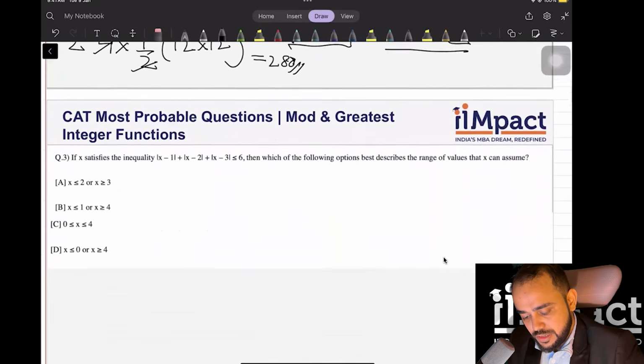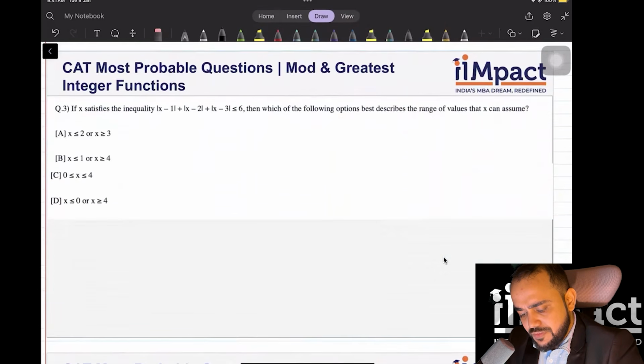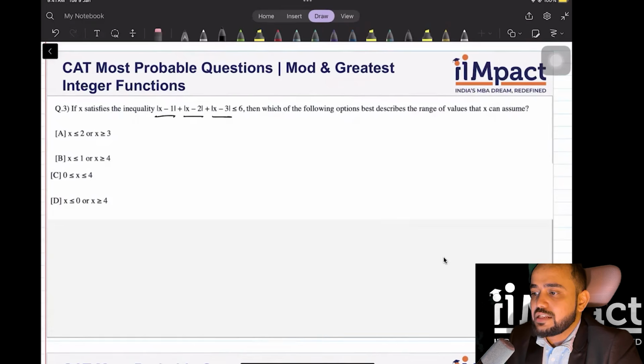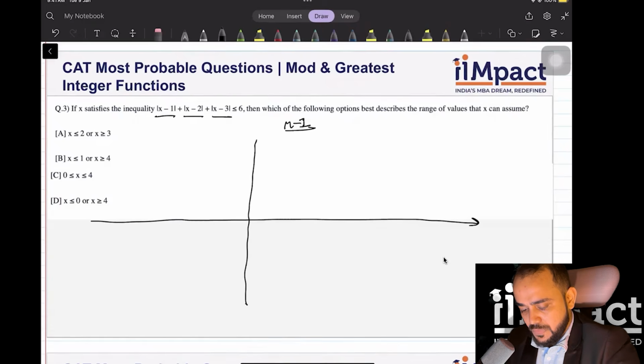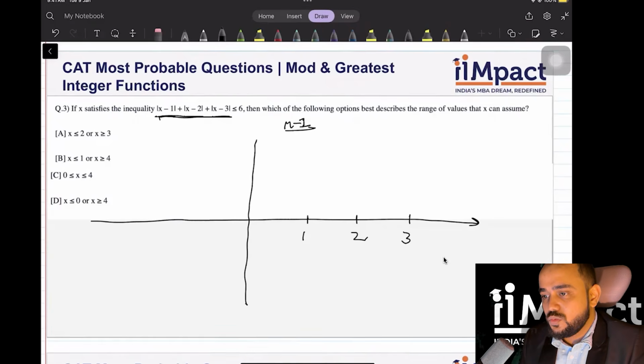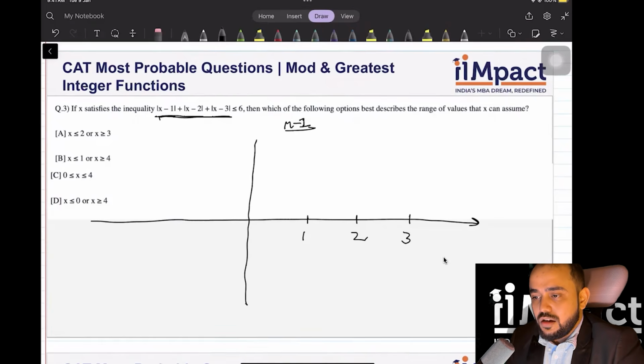Moving on to the next question. So if x satisfies the inequality, you have mods for 3 different points. Which of the following options best describes the range of values that x can assume? So let us, again, my approach: I will always think of mod from a graphical perspective. So let me make the graph. I have points 1, 2, and 3. These are the sum of distances from x is equal to 1, x is equal to 2, and x is equal to 3. This has to be less than or equal to 6.